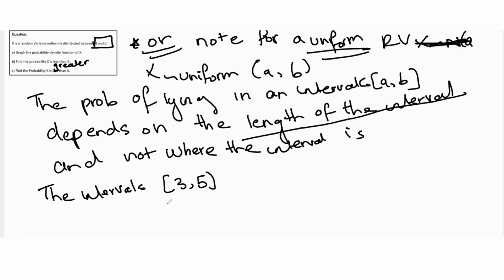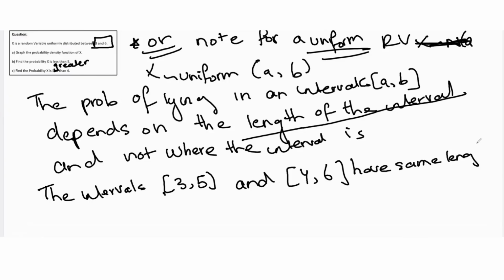So the interval 3 to 5, which we were looking at in part A, and 4 to 6, which we were looking at in part C, because the probability X is greater than 4 is the probability X is between 4 and 6, have the same length. Both of these intervals are subsets of the interval 3 to 6. The length of the first is 5 minus 3, which is 2, and the length of the second is 6 minus 4, which is 2.